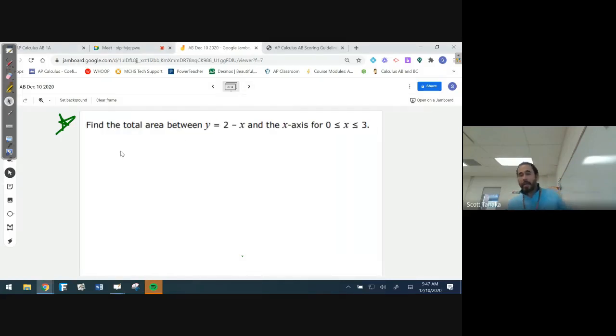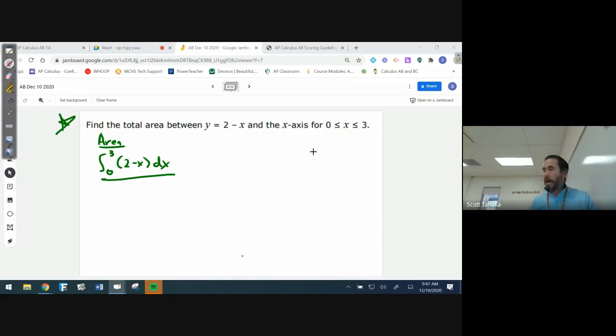Okay, here we go. Copy this problem out. It is huge. Star number 2, right? Star number 2. This problem is huge. Total area versus area. Here we go. Area. I was allowed to use a calculator. 0 to 3 of 2 minus x dx. Do the problem. Total area. Total area is from 0 to 3 of the absolute value of 2 minus x dx.